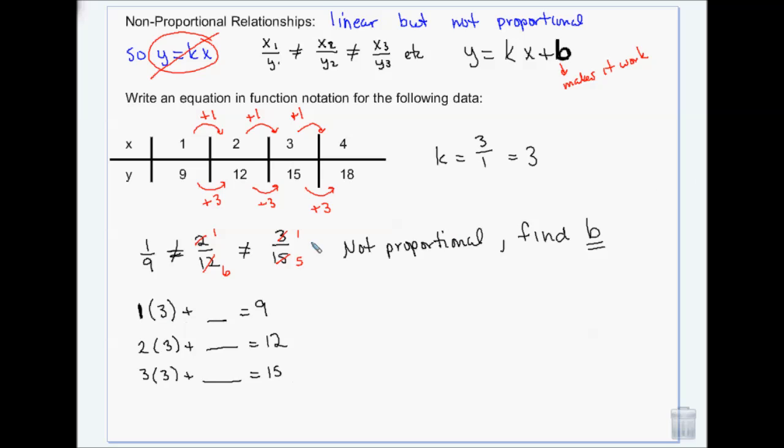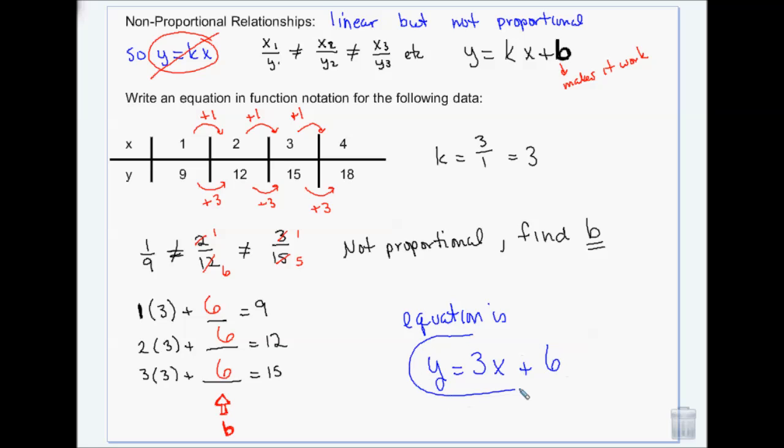So 1 times 3 is 3 plus what equals 9? 6. Right? 3 plus 6 is 9. And then I check this one. 2 times 3 is 6 plus 6 equals 12. 3 times 3 is 9 plus 6 equals 15. They're all the same, so this tells me this is my b. So k is 3 and b is 6.